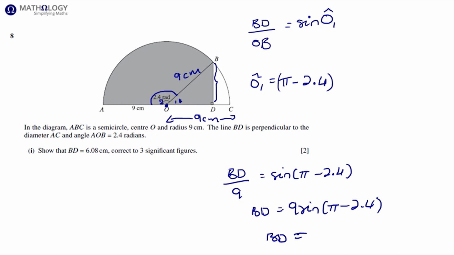Make sure that you're working in radians on your calculator. BD equals 6.079, but correct to three significant figures it's 6.08 centimeters.